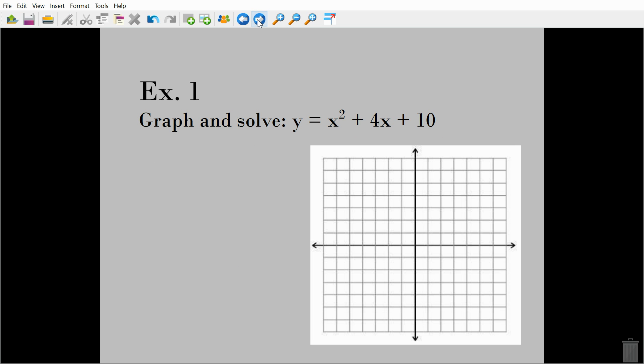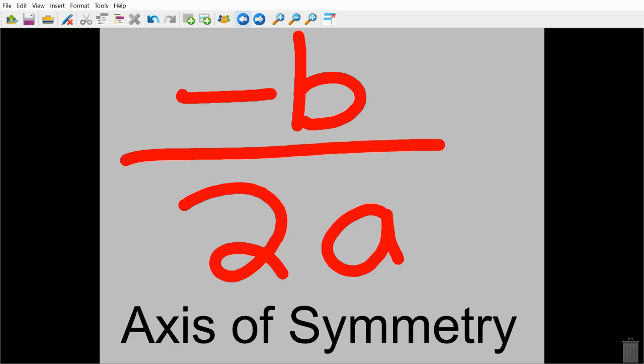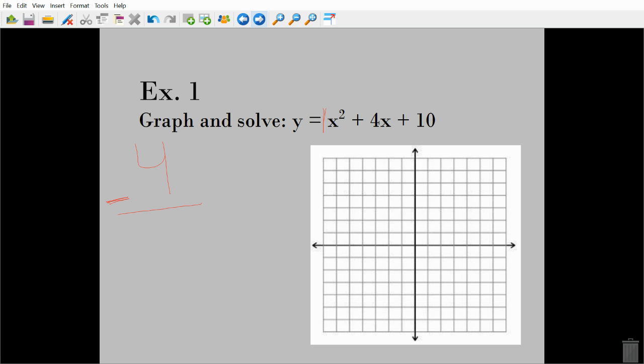So negative b, remember b is 4 right here, the second thing, that's 4, right? And then the 1 is a, so negative b over 2a we said, right? So negative 4 over 2 times 1. And what's that equal? It equals negative 2. So x equals negative 2. If you think of a line at negative 2, this is the middle of it. And so somewhere on this is going to be our parabola.